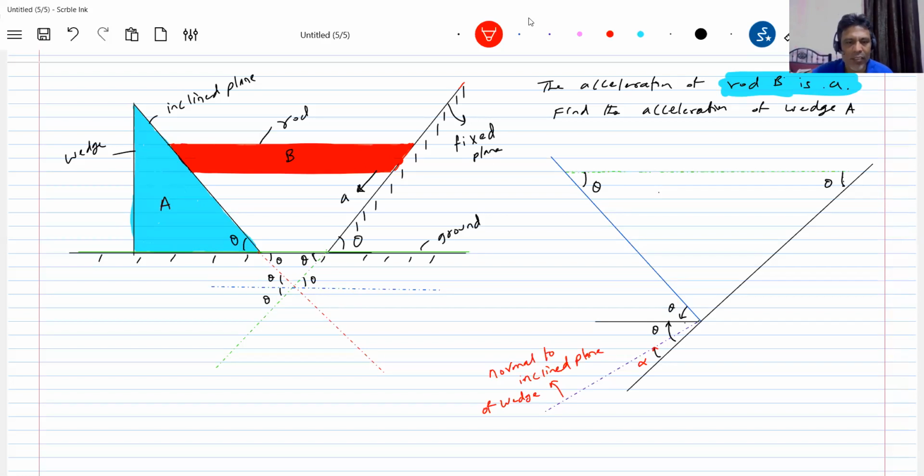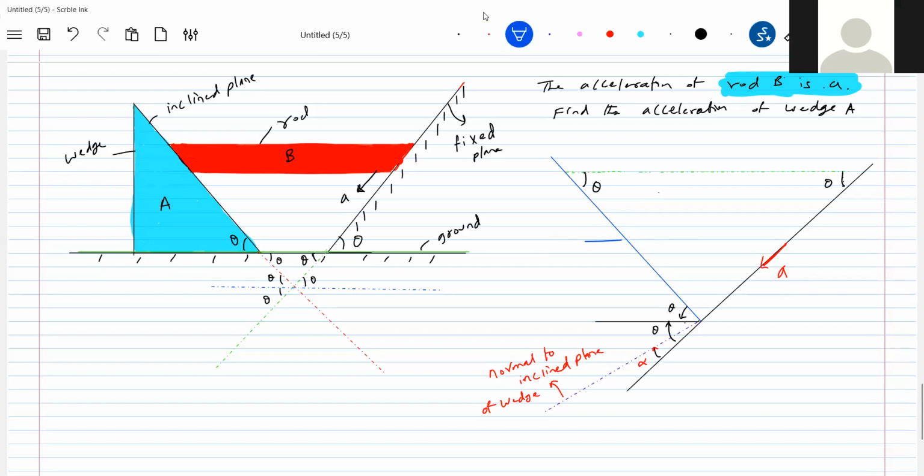How the acceleration of wedge will be towards left. The acceleration of the wedge should be towards left. Acceleration of the rod, how it will be along the incline. Acceleration of the rod, red color we use, no? So acceleration of the rod is like this. Acceleration of the wedge will be in this direction.